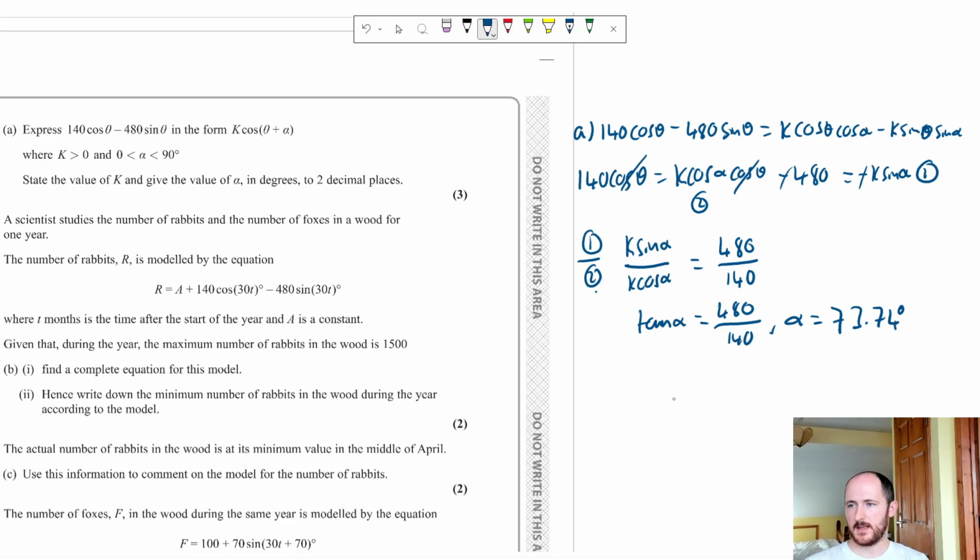So when you have your value of sine alpha, for example, it's just going to be k squared sine squared alpha plus k squared cos squared alpha equals 1. Then we can just sub in the values for sine and cos alpha, which is completely fine because we know that it's 140 and 480 respectively. Or you can just do this.